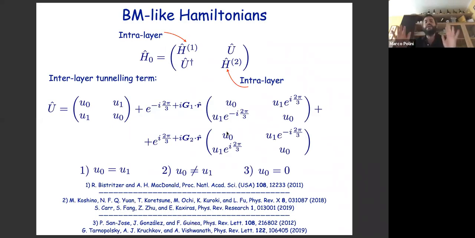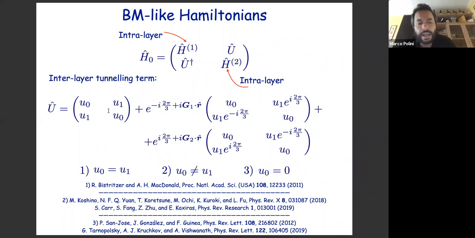Okay, so let me begin with the Hamiltonian that you have seen over and over these days. The Hamiltonian contains ordinary intralayer terms, H1 and H2, and interlayer, very subtle tunneling terms that are parameterized by these U0 and U1 parameters, physically representing respectively the intra-sublattice AA tunneling rate and the inter-sublattice AB/BA tunneling rate.